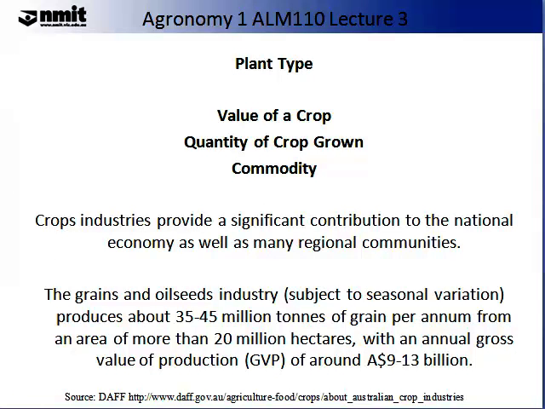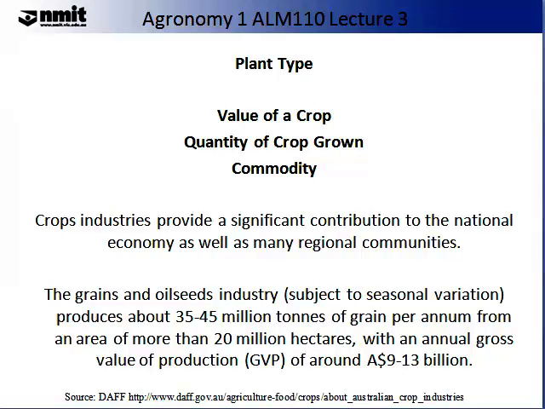Crop industries provide a significant contribution to the national economy, as well as many regional communities in Australia. The grains and oilseed industries, which are subject to some seasonal variation, produce about 35 to 45 million tonnes of grain per annum, from an area of more than 20 million hectares. This gives us an annual gross value of production, known as GVP, of around 9 to 13 billion in Australia. These are facts that you can find from the daf.gov.au website on agricultural food crops.